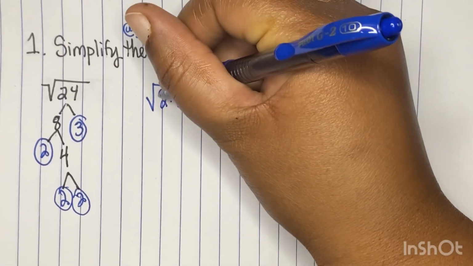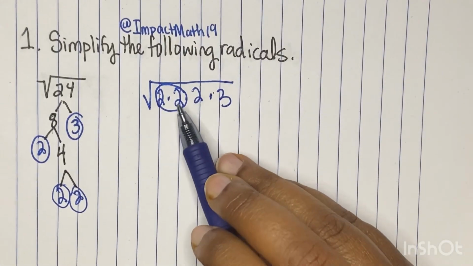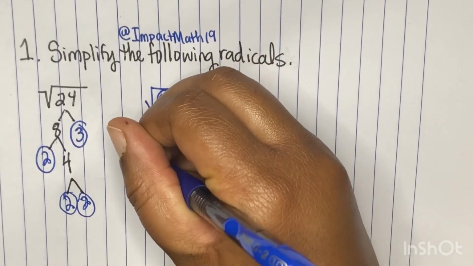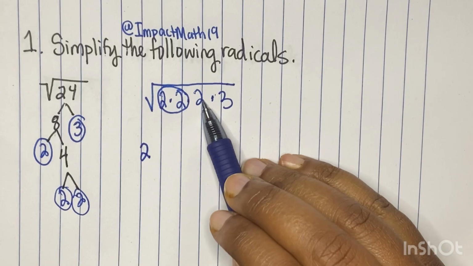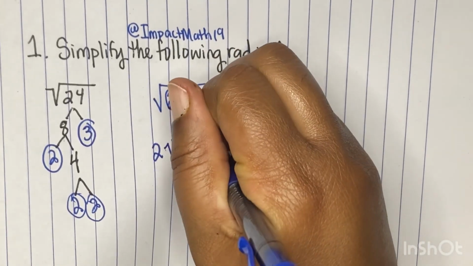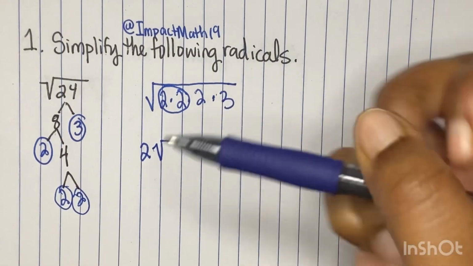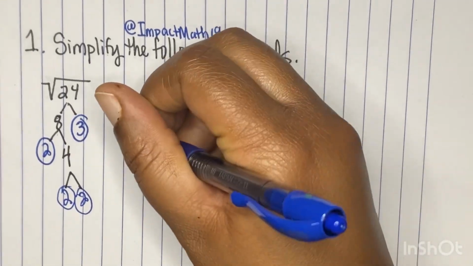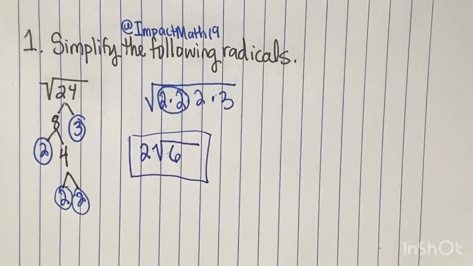So I have a pair here of 2's that can come out as 1, 2. And since this 2 doesn't have a pair and this 3 doesn't have a pair, they must stay underneath the radical. And so 2 times 3 gives us 6. And this is our simplified radical. Alrighty, let's go to the next.